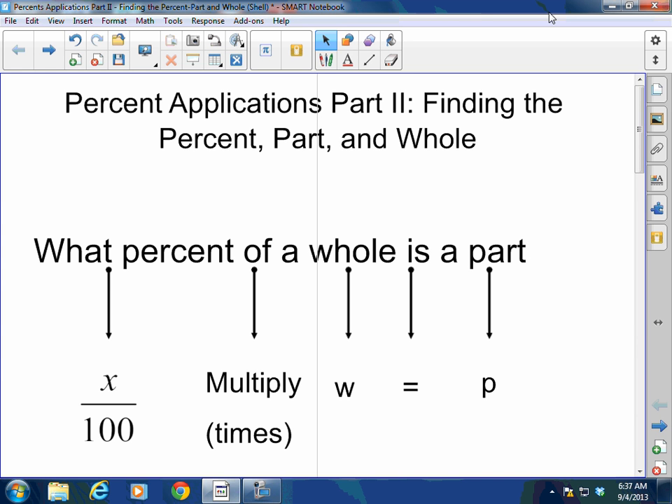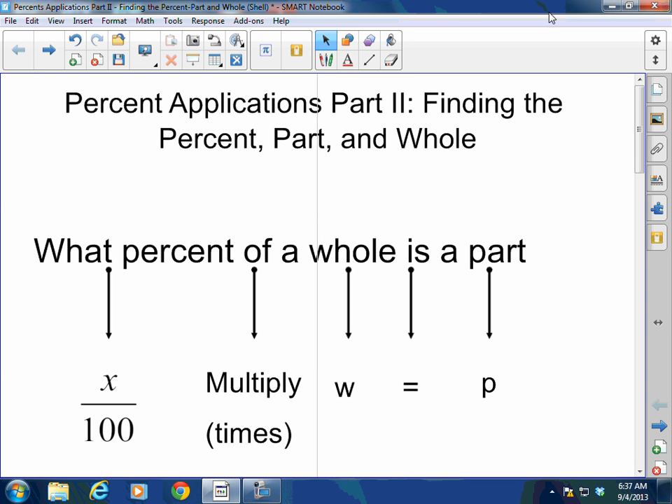Welcome to Mr. Morrow's algebra class. Today we are going to continue with percents, and we're going to talk about percent applications part 2. Very important skill. This is going to be used your whole life. And we're going to be learning how to find the percent, the part, and the whole. And that will all make sense after the lesson.